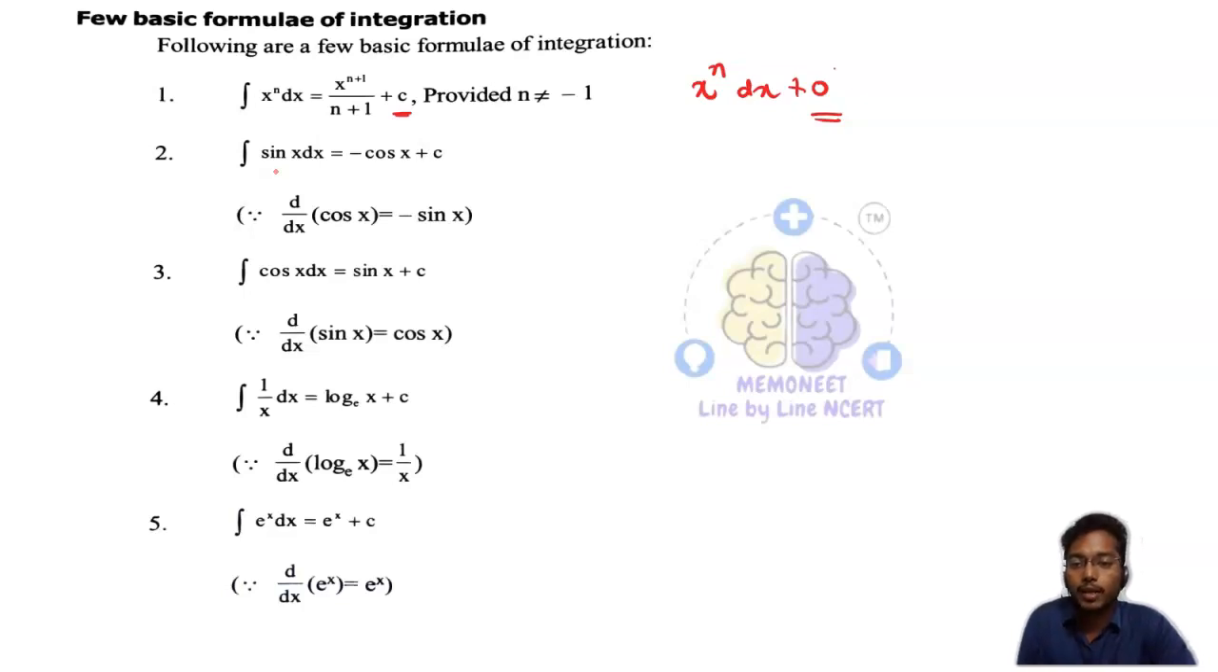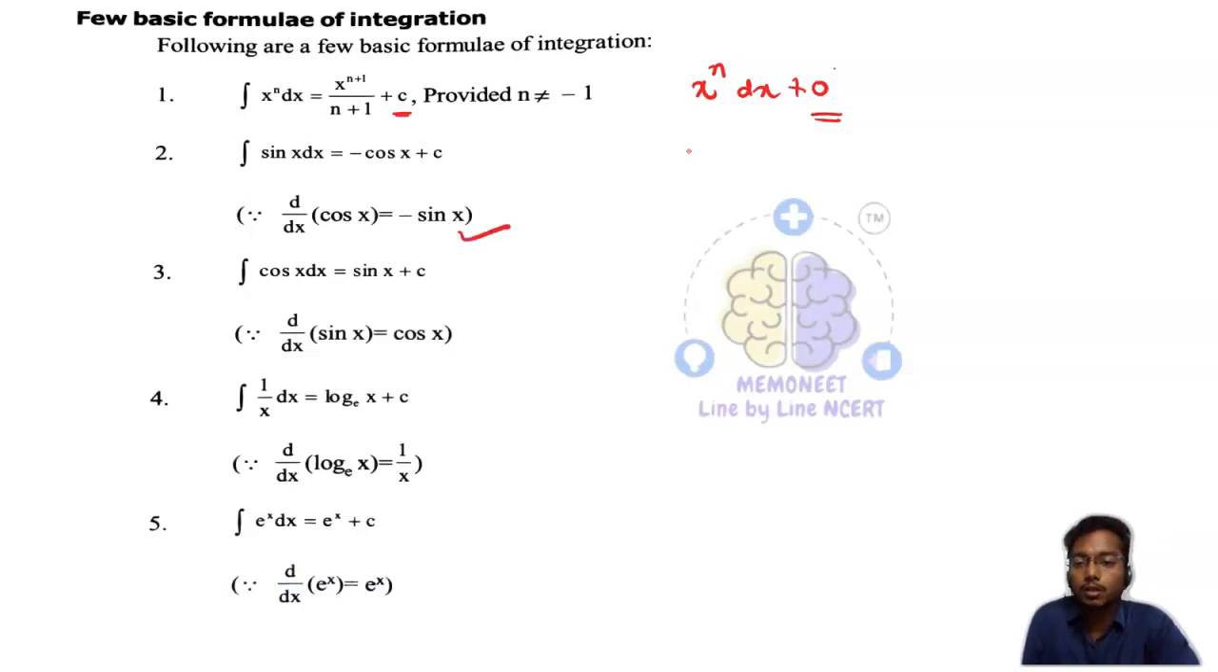Okay, here sin x dx. If you integrate sin x, this is minus cos x plus c. Okay, when we differentiate cos x, the answer we get is minus sin x. But in integration, it will be just the opposite of that. See here, when we differentiate cos x, that is minus sin x.